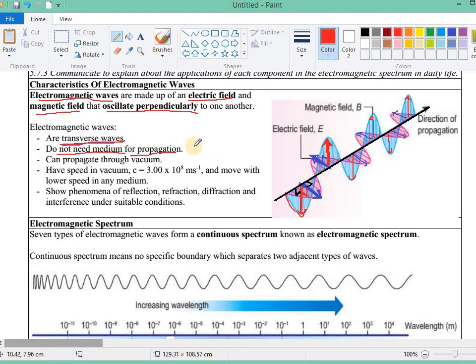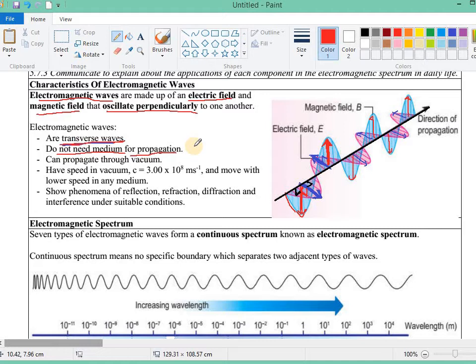When we say no need medium, that means it doesn't need matter, solid, liquid or gas, to propagate, not like water. Water wave only propagate in water. Sound wave needs particle to transfer the vibration, transfer the energy. So sound wave need solid, liquid or gas in order to propagate. But electromagnetic wave, what is electromagnetic wave? Electromagnetic wave are oscillating electric field and magnetic field.